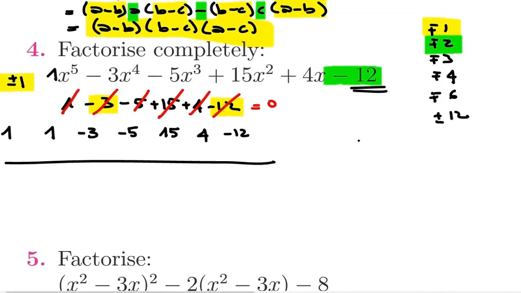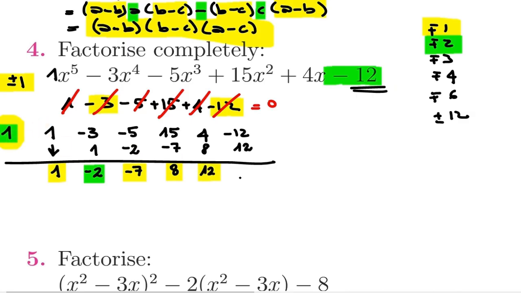So, now we bring down the first coefficient from here. Let me do it like this. We multiply this by 1. 1 times 1 is 1. We write it here. Now we add these two together. Minus 2. We multiply this by that. Minus 2. We wrote it here. We add these together. Minus 7. Now we multiply this by that. Minus 7. We add these together. 8. We multiplied 8 by 1. 8. We add them. 12. We multiplied 12 by 1. 12. We add them. 0. We were expecting to get 0.